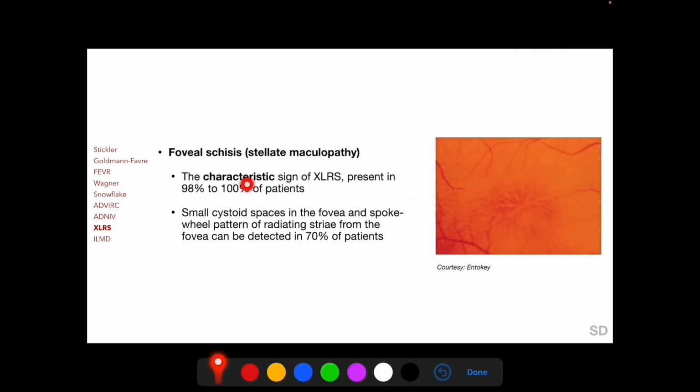The characteristic sign of XLRS is foveal schisis and not the associated peripheral retinoschisis, and this foveal schisis is present in nearly all patients with XLRS and appears as small cystoid spaces in the fovea and a spokewheel pattern of radiating striae from the fovea, the so-called stellate maculopathy as seen here in this clinical photograph, which can be clinically detected in 70% of patients with XLRS.